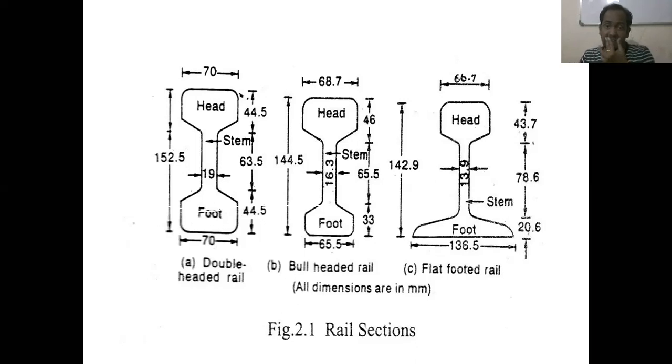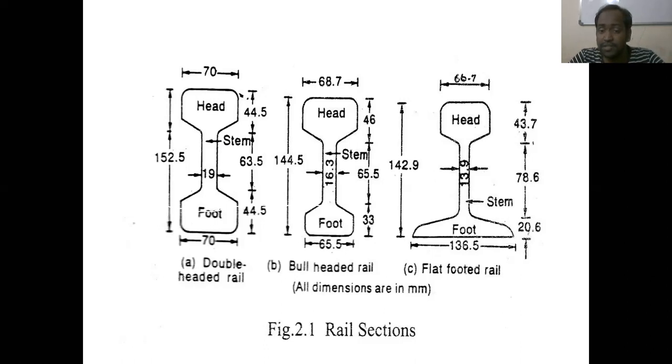And also you can see here, in case of bull-headed rail, the width of head is 68.7 and the width of foot is 65.5 mm, and the width of stem is 16.3 mm. And coming to heights of the bull-headed rail, the height of the head is 46 mm, and the height of the foot is 33 mm, and the height of the stem is 65.5 mm.